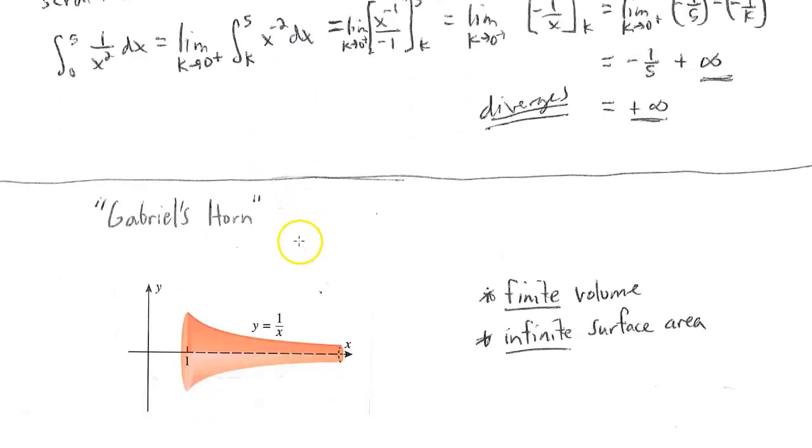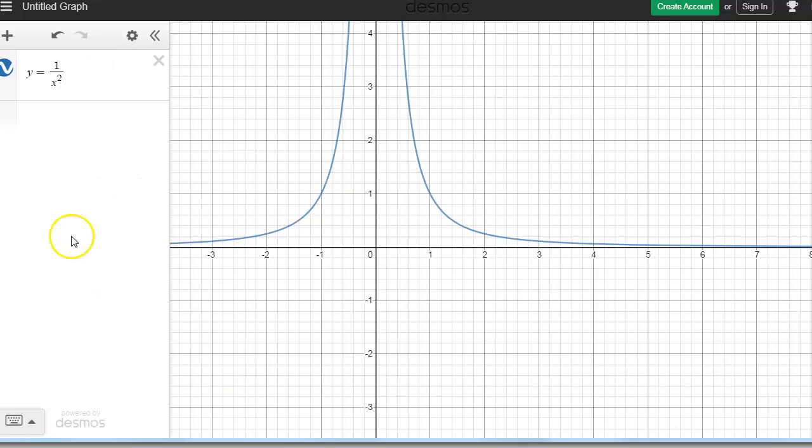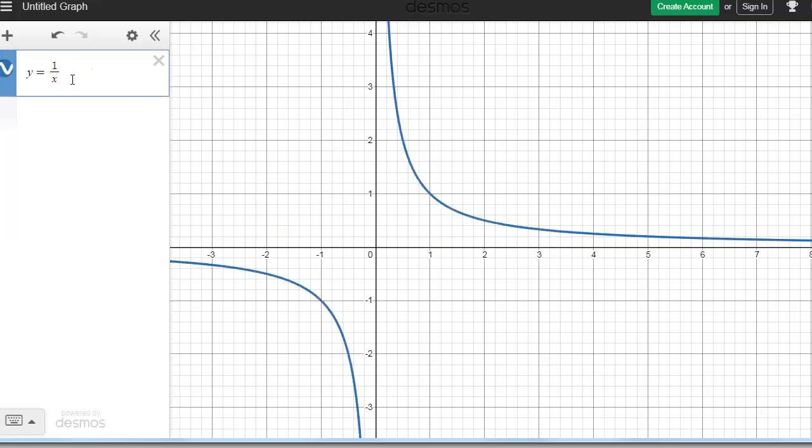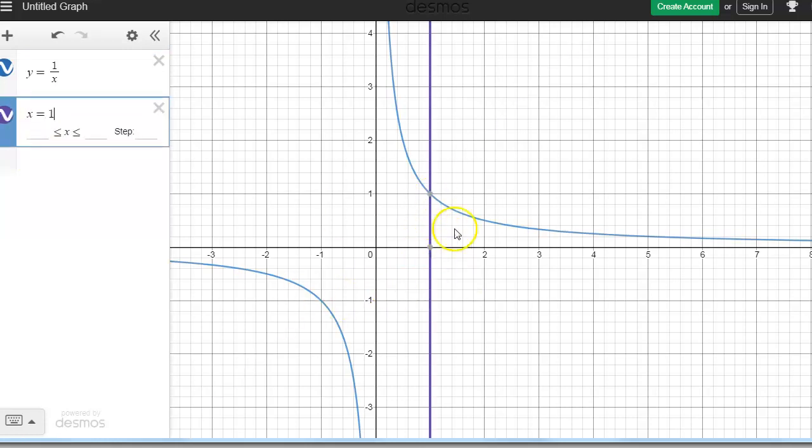Now, one other thing I think is really interesting, I think there's a problem in the book that has to do with this. If you look at the function 1 over x, okay, so there's 1 over x squared, but let's look at the function 1 over x. Okay, it looks like this. And let's just go from 1 to infinity. So let me look at x equals 1 to infinity and take the portion of the graph that's under the function 1 over x from 1 to infinity.